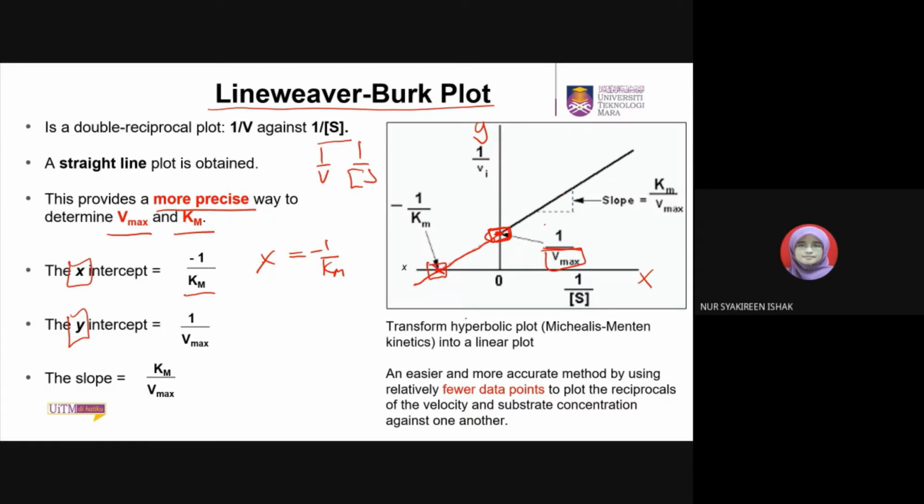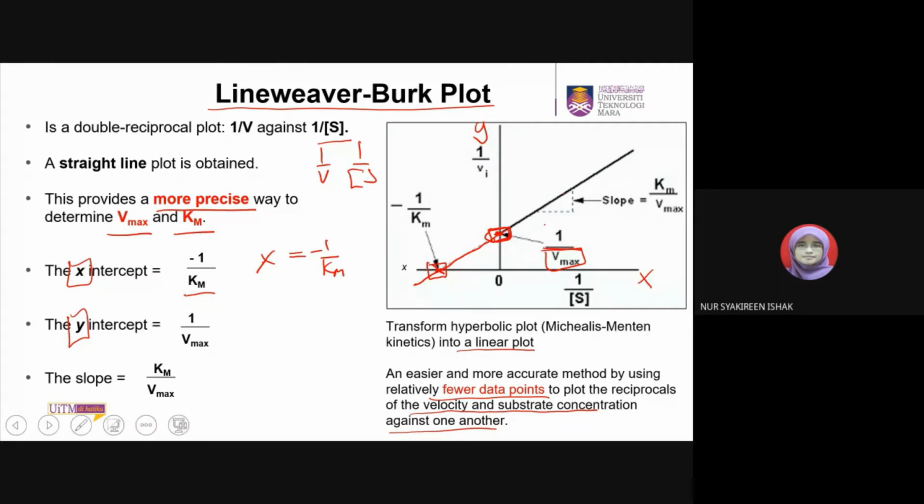Okay, so it says here, I added a bit more information. It says here the Lineweaver-Burk plot will transform the hyperbolic plot, which is Michaelis-Menten kinetics, into a linear plot. So it is an easier and more accurate method, using fewer data points to plot the reciprocals of the velocity and substrate concentration against one another. So you use this graph, the Lineweaver-Burk plot, to get a more precise value of Vmax and Km.